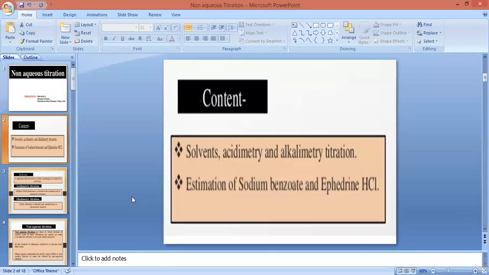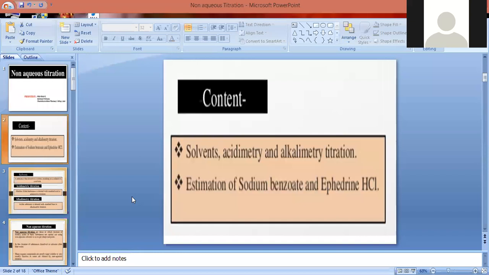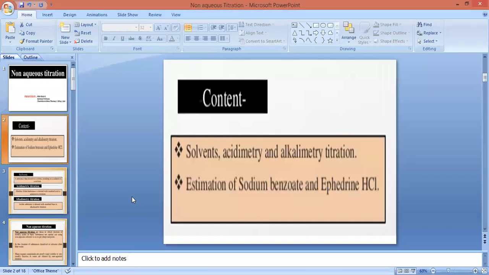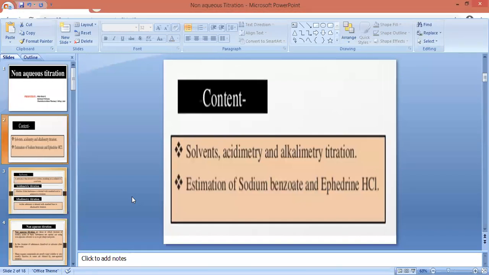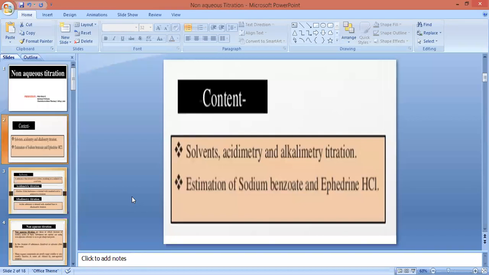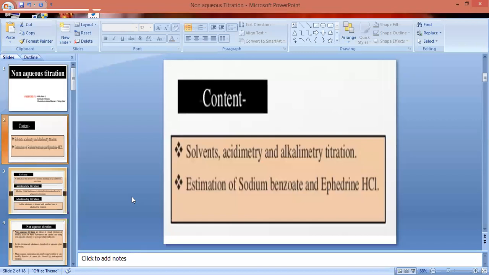So the contents to be covered under this chapter are: what are solvents, what is acidimetry, what is alkalimetry titration, and with the help of non-aqueous titration, we are going to perform estimation of two drug substances, that is estimation of sodium benzoate and estimation of ephedrine hydrochloride. Both these drug substances are weaker in nature.